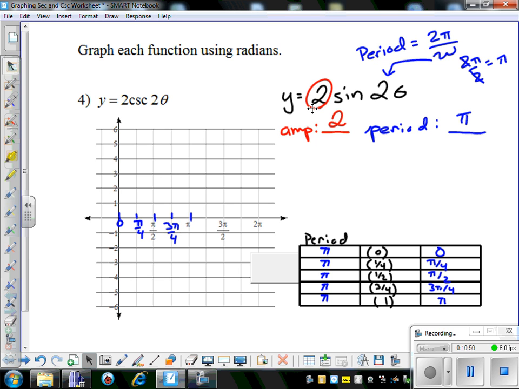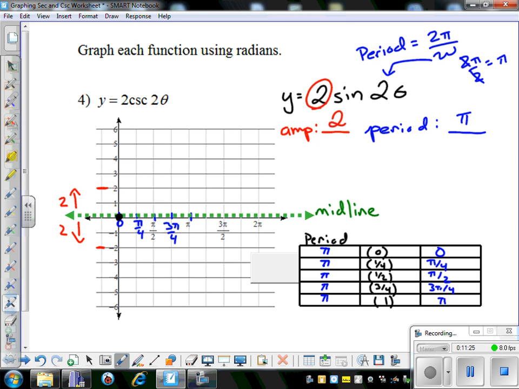Now, there was no vertical shift, so our midline still is on the x-axis, and that's going to be, remember, the midline. Now, the amplitude is 2, so that means we need to go up 2 and down 2 from that midline. Now, we're graphing the sine. Remember back to the parent function of the sine. The sine starts at the midline. Then it goes to our top amplitude, which is 2, and our bottom amplitude, which is going to be -2.